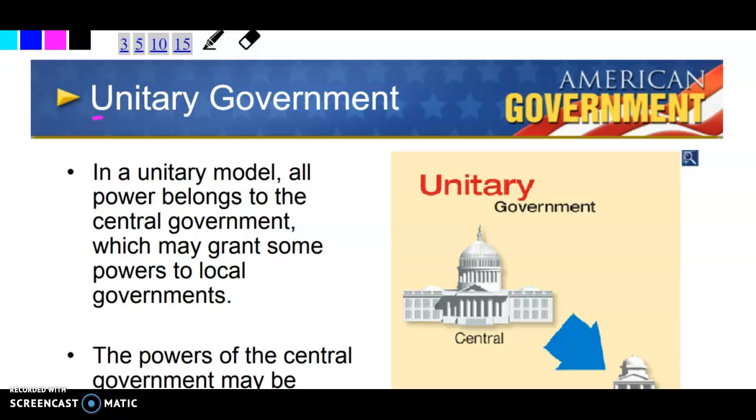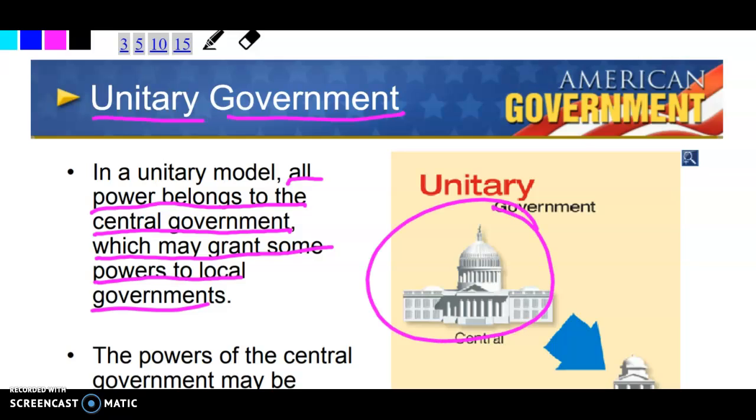All right, your next heading is unitary government. What is a unitary government? So in your bullet underneath that, you need to write that in a unitary model, all power belongs to the central government, which may grant some powers to local governments. So in a unitary government, the big government controls mostly everything, and they will grant some power to the smaller governments if they choose. The powers of the central government can be limited, is what that word says right there.